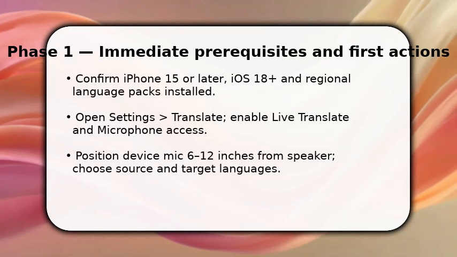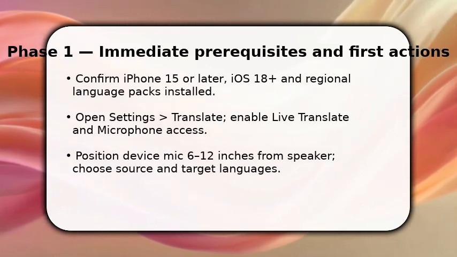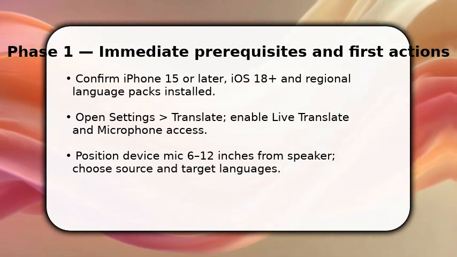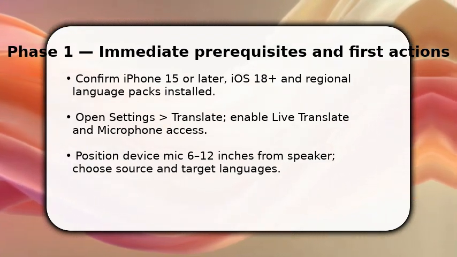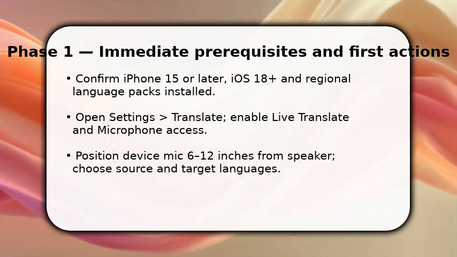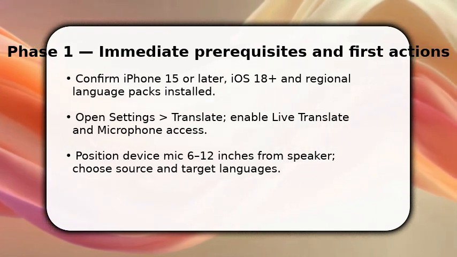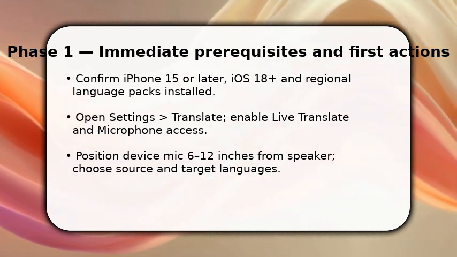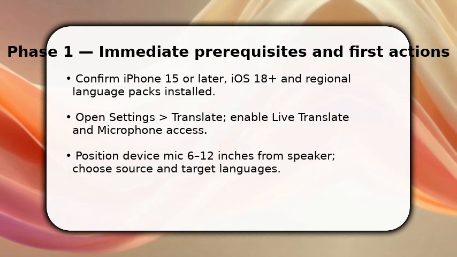Enjoy the video. You start by enabling Live Translate because it routes microphone input to Apple's on-device engine. This keeps translations fast and private. First, check your iPhone model and iOS version, then install required language packs in Translate settings. Once done, grant microphone permission and toggle Live Translate on.